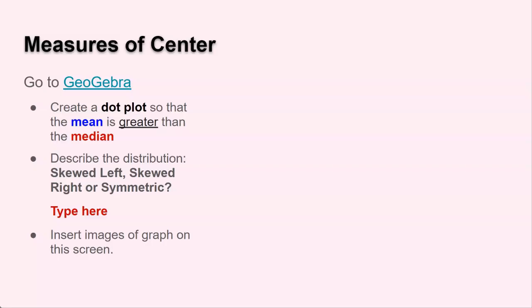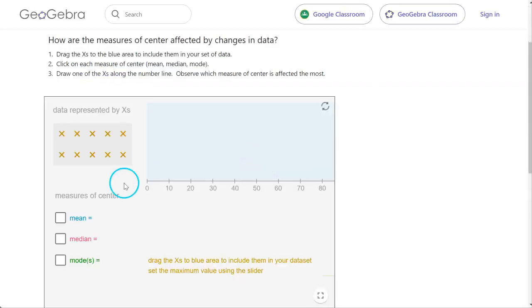So here we're going to explore measures of center again, and they're being told to create a dot plot so that the mean is greater than the median. So they will click this link to open GeoGebra, and they simply are going to pull these X's over here onto this graph, and they can arrange them however they want. They can stack them up, and they don't have to use the numbers that are on the graph. They can actually go between them, like I've got a 27 right there. Maybe I want another 27. So just tell them to grab these points and place them onto this number line to create a dot plot.